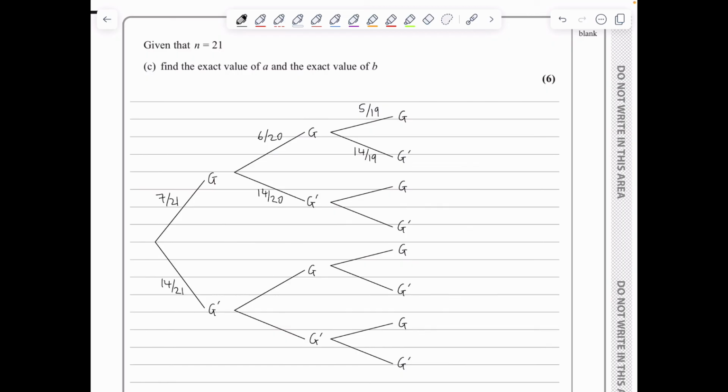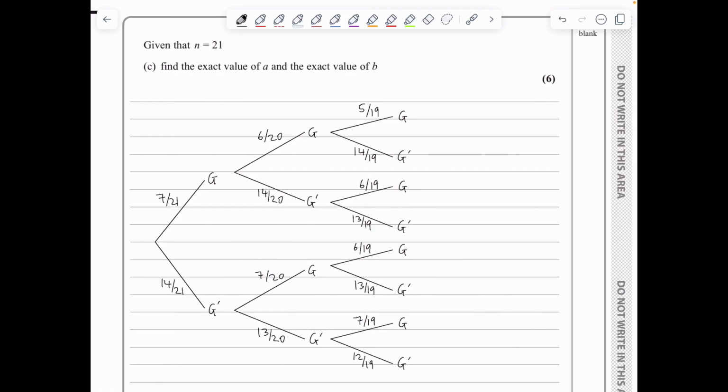Now, if I got a green and then no green, it means for the third row, I've got 6 out of 19 for being a green and 13 out of 19 for not a green. Now if I started with a no green, then it's 7 over 20 for a green here and 13 over 20 for no green. And for the third time, if I started with no green and then a green, then it's 6 over 19 and 13 over 19. Whereas for the last branch, it's going to be 7 over 19 and 12 over 19.